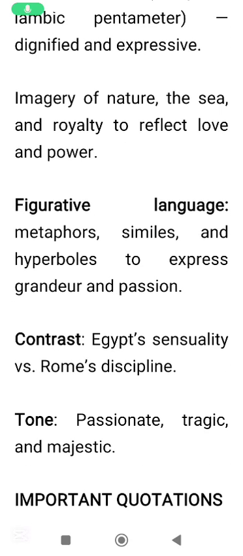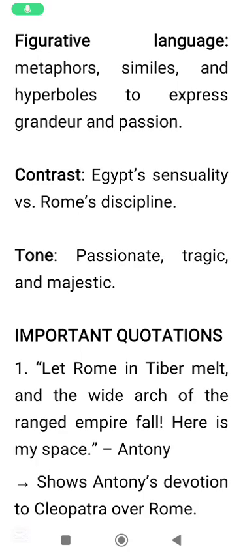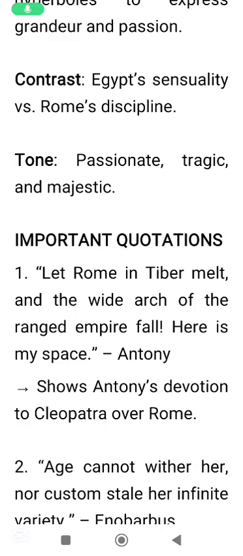Then we have figurative language. When you read this particular play, William Shakespeare makes use mostly of what now? Metaphors, similes, hyperboles to express grandeur and passion. Then he also makes use of what now? Contrast. What is the contrast now? Egypt's sensuality versus Rome's discipline. The two places represent two different things. Then we have the tone. The tone of the play is passionate and tragic and majestic. Majestic in the sense that they are power. Passionate, it expresses love. Tragic, it talks about an unhappy ending.